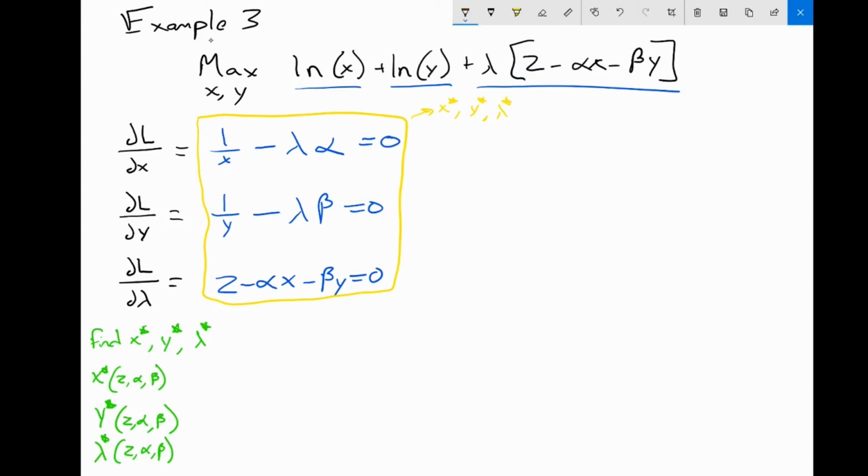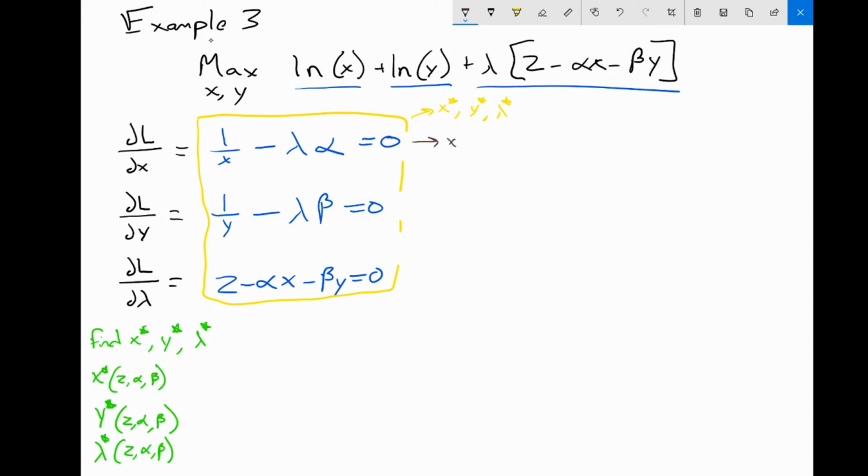There's a couple different strategies for solving this. I'm just going to jump right in and show you a strategy that I would commonly use in a situation like this. This is what my strategy is going to be. I'm going to solve this first order condition for lambda. Actually, correct me, I apologize. What I'm going to do, this is going to be my strategy.